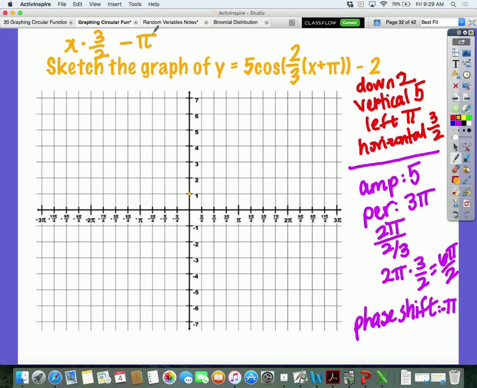And that's all going to be done in orange. So 0, 1. When I multiply that x value by 3/2, it's going to be what? 0, 1.5. Right? What's 0 times 1.5? 0. And now I'm going to move it over to the left pi unit. So that point is now going to move where? Negative pi.